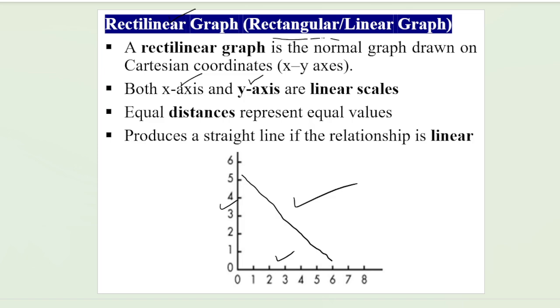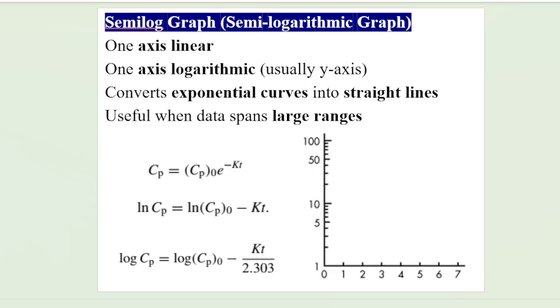The next very important type of graph that is used in pharmacokinetics is the semilog graph, or semi-logarithmic graph. In this case, one axis is linear, like the x-axis is mostly linear. It starts from 0 to 1 and 1 to 2. So there is a similar distance between two values, like 3 to 4 is the same distance as between 4 and 5. So the distance between the values is the same.